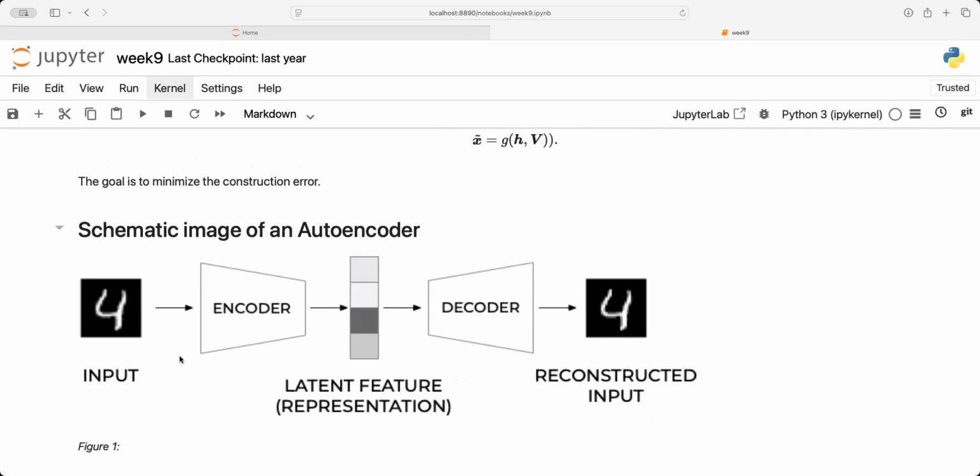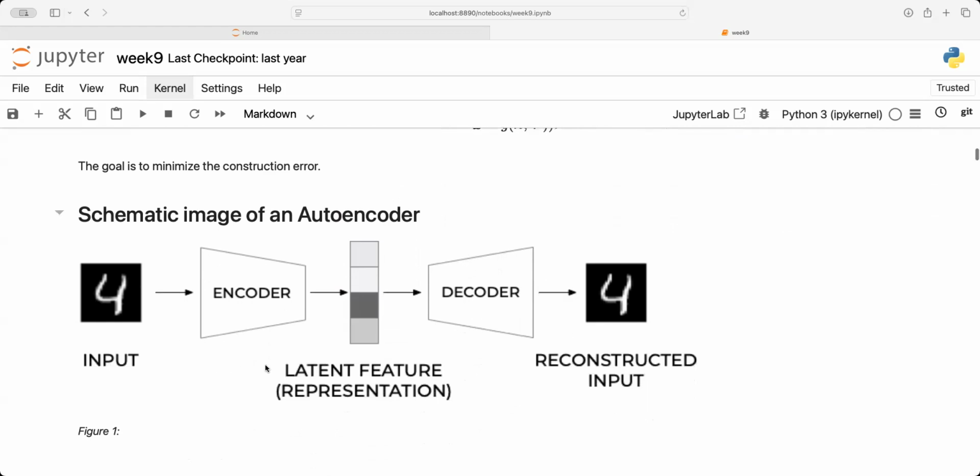And the typical schematic setup of an autoencoder is you sending in some input. This could be number 4. And then you have an encoder part. There's some latent feature here where you actually try to reduce it down to the essential features. So this whole thinking of autoencoders in terms of dimensionality reduction is something which links extremely well with the principal component analysis, which is essentially a linear algebra-based method.